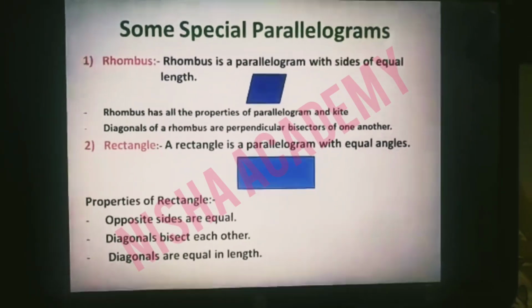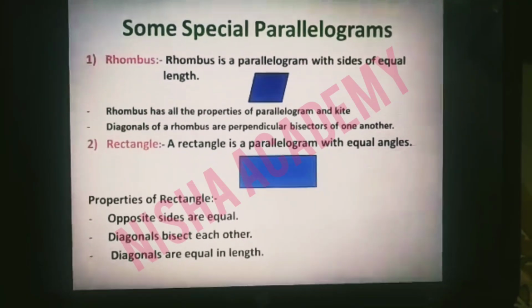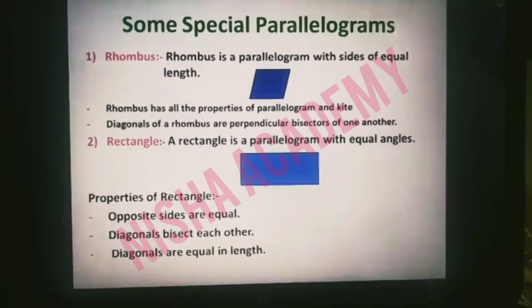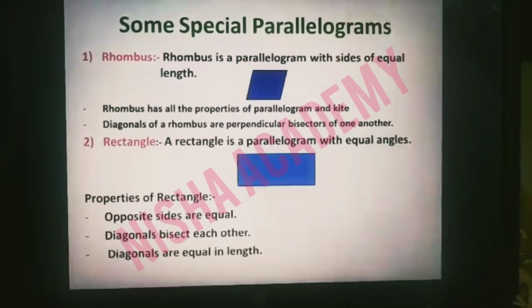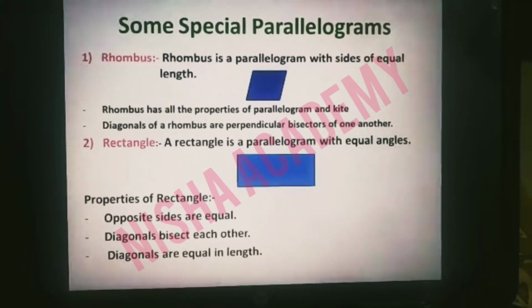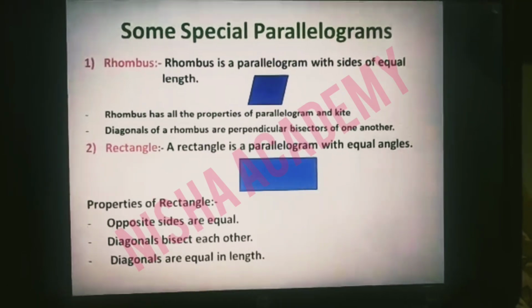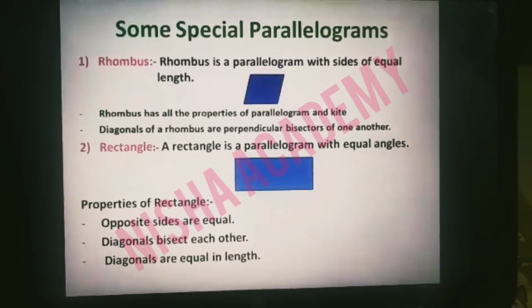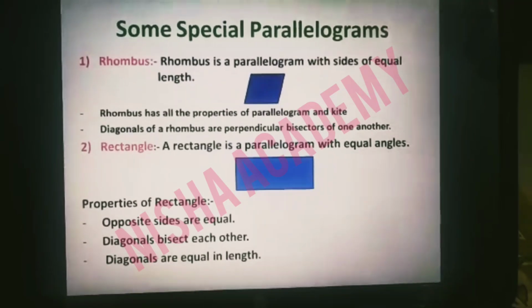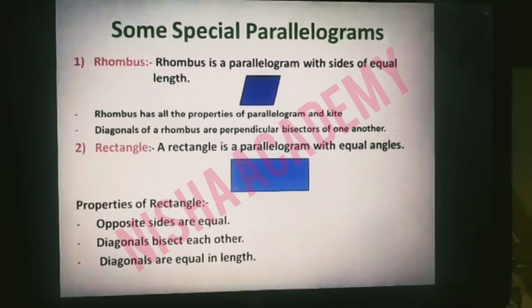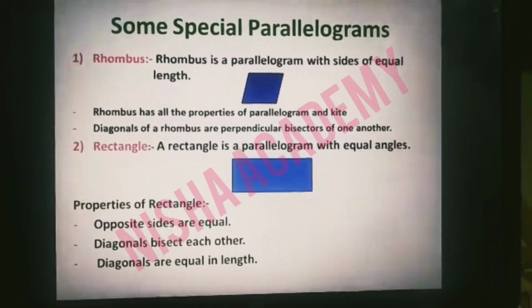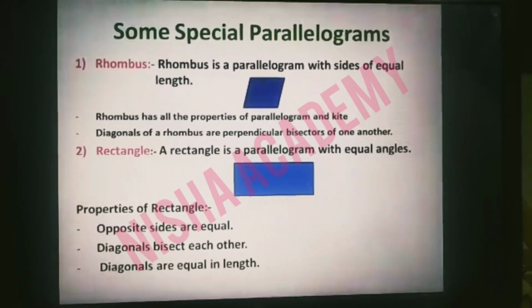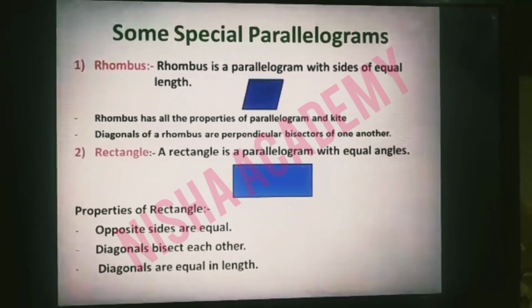First is the rhombus. A rhombus is a parallelogram with all sides equal. It has all the properties of a parallelogram and a kite. That means its opposite sides are equal, adjacent angles are supplementary, all sides are equal, opposite angles are equal, and it has one special property of diagonals. That means the diagonals of a rhombus are perpendicular bisectors of one another.